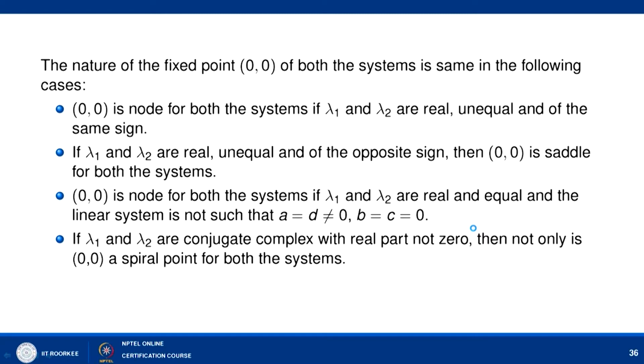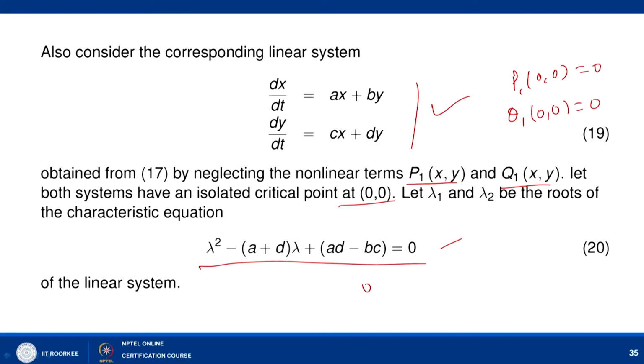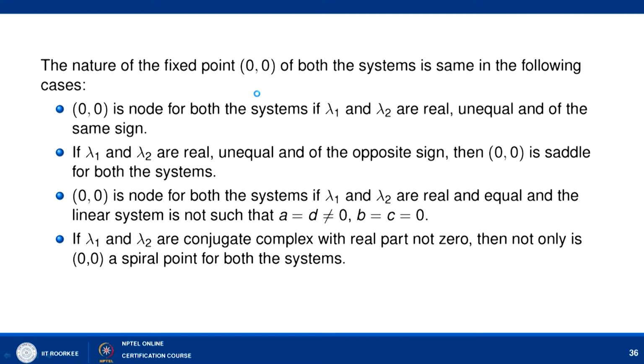Then we have already discussed the behavior of the critical point (0, 0) completely for the linear system. Now, we want to conclude from the behavior of the linear system the behavior of (0, 0) for the nonlinear system. So, the results are given as follows: the nature of the fixed point (0, 0) of both the systems is the same in the following cases.